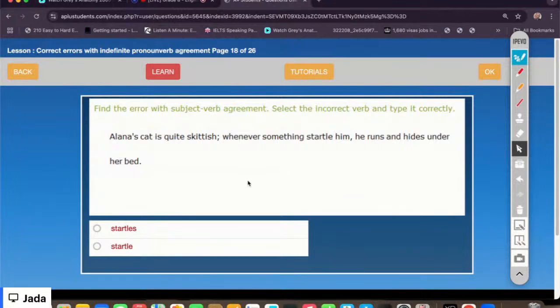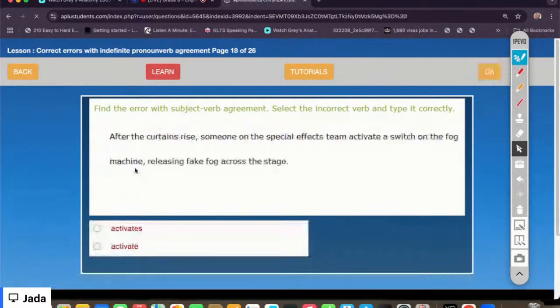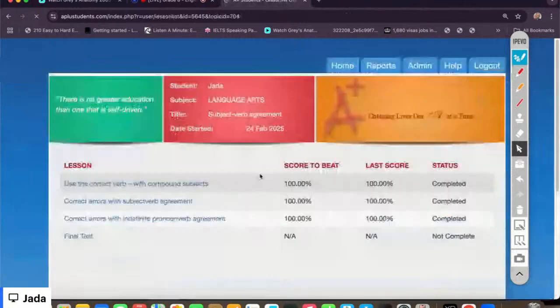Alright, so yeah. So that's it for our lesson on subject-verb agreement. If you haven't done this, you have to make sure that you complete this and then do the final test, okay? Before we finish, you can let me know if you have any questions. Do you have any questions or thoughts?